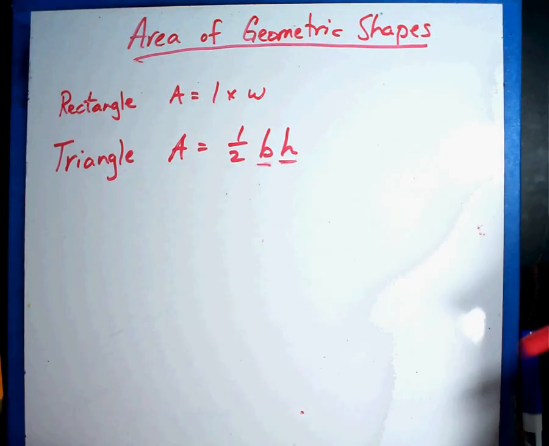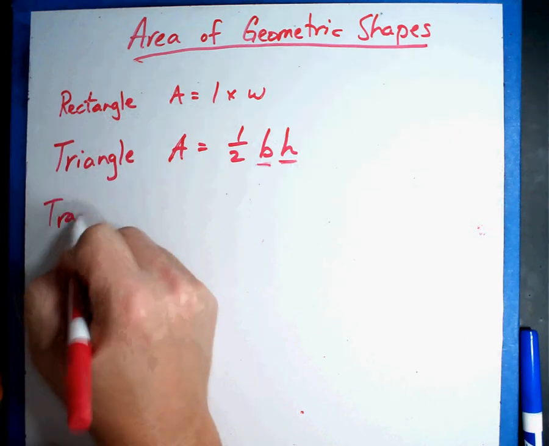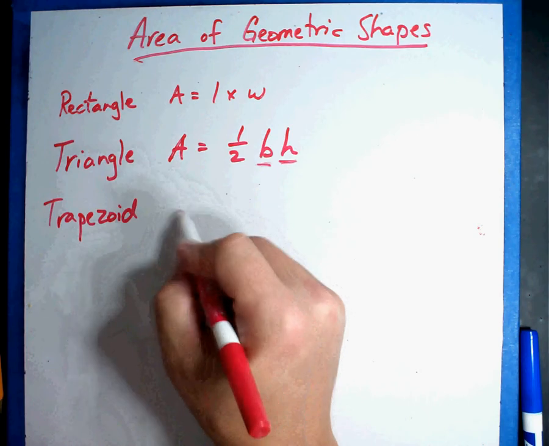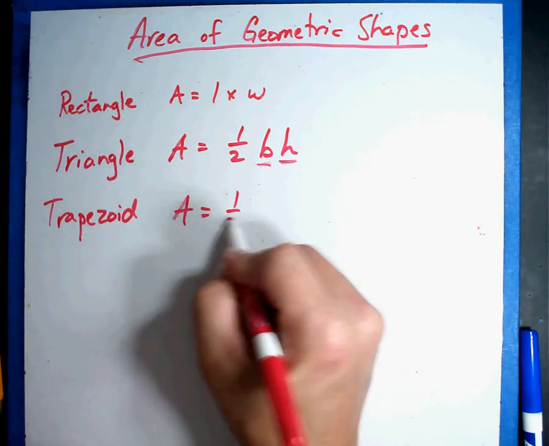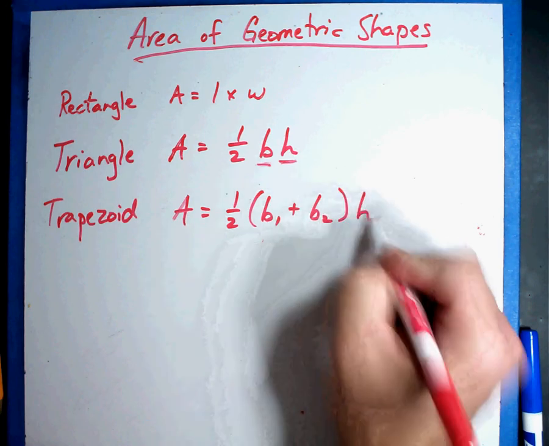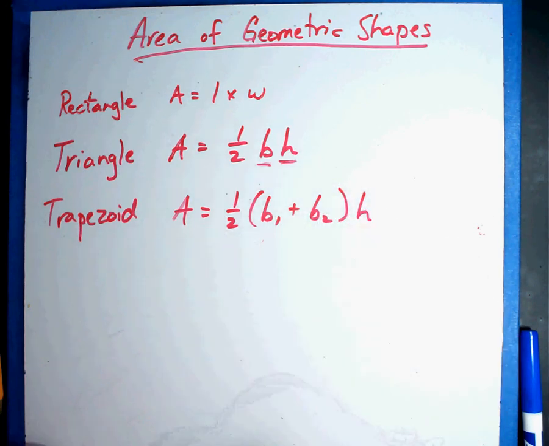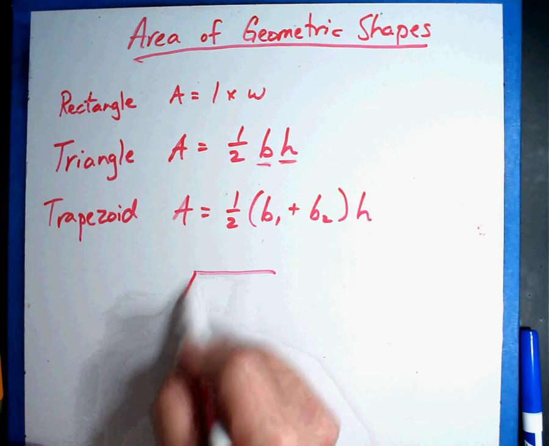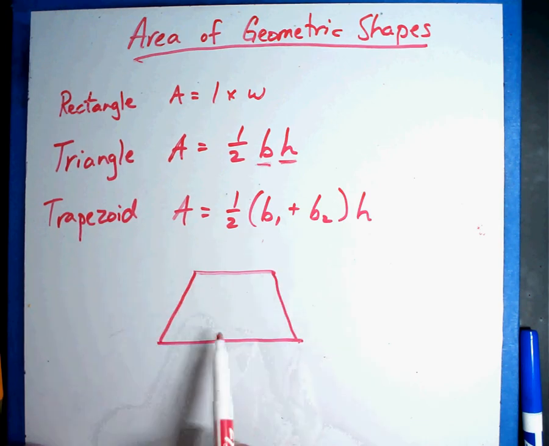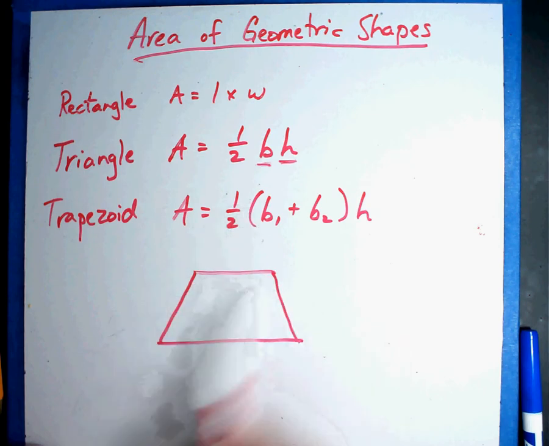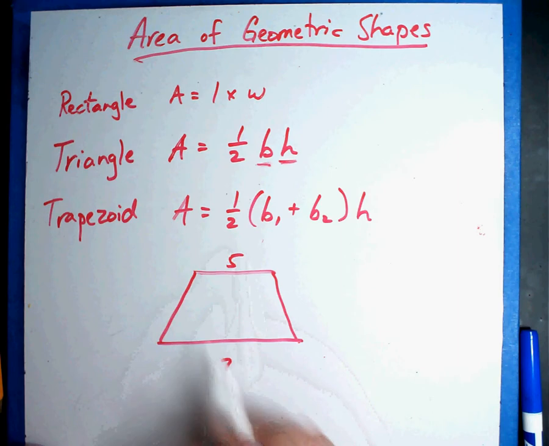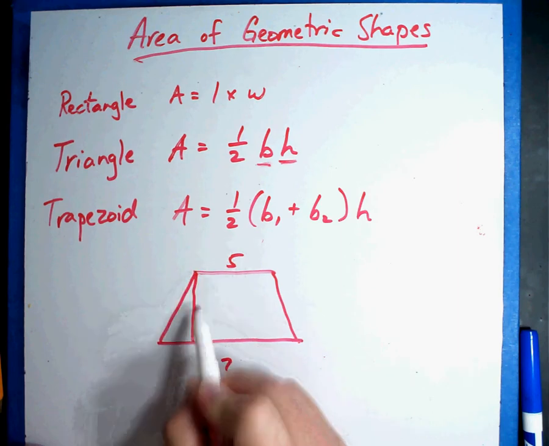Let's try the area of a trapezoid. Area of a trapezoid is equal to A equals 1/2 base 1 plus base 2 times the height. Now that looks very similar to the triangle. Here's what a trapezoid looks like. You'll notice it's not like a triangle. It doesn't have the point on the top. It has 2 flat sides. And so let's say we had this 5, 7, and the height is 4.